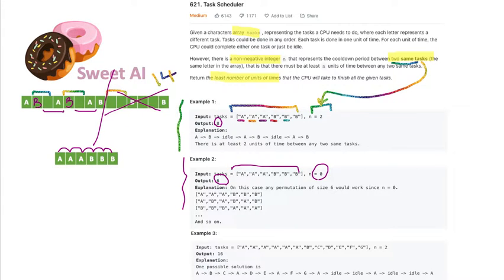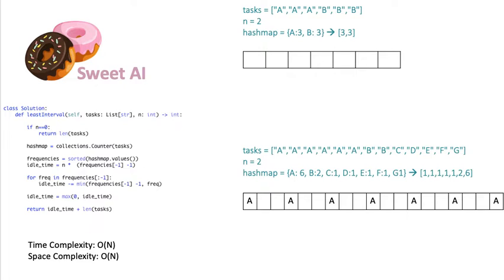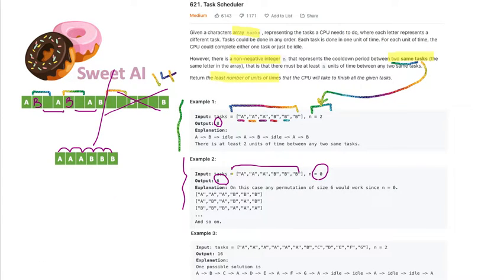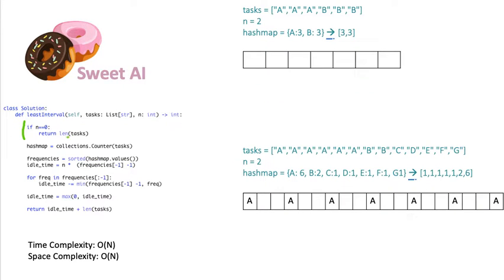So let's go through the code. For solving this problem, we are going to break this problem into 2 different categories. The first category is when n is equal to 0. If n is equal to 0, it means we don't have to have a cooldown period between tasks, whether they are similar or not similar. So in that case, the number of units is going to be equal to the length of the tasks.